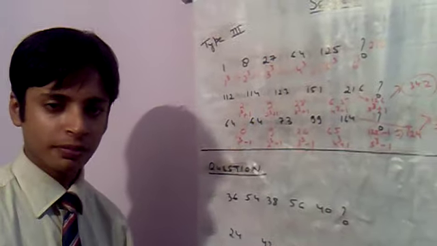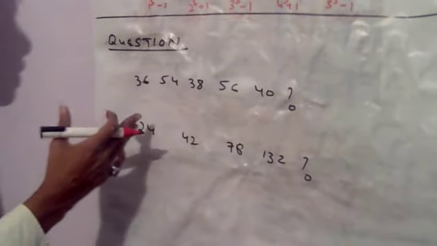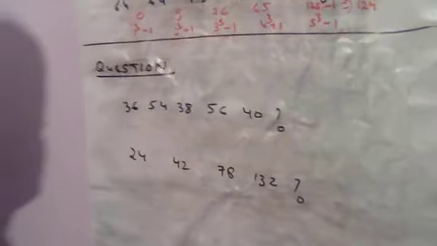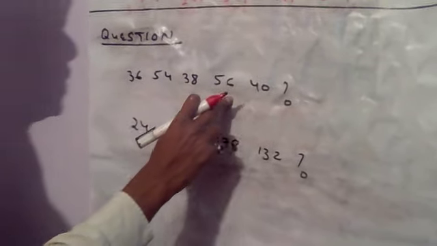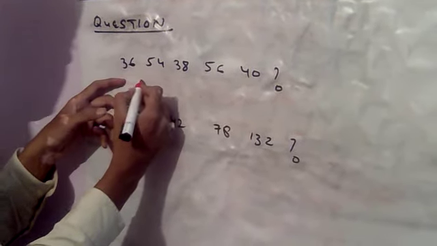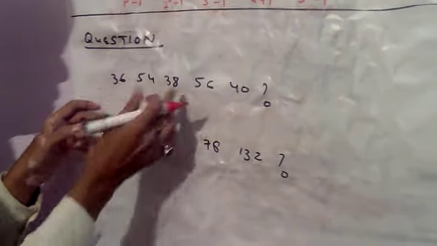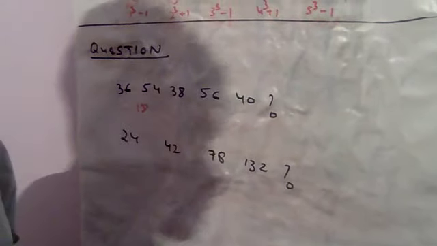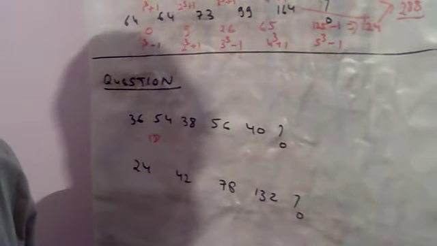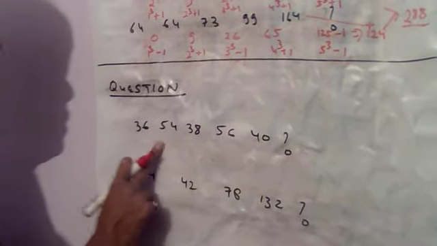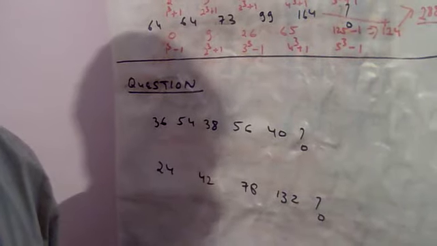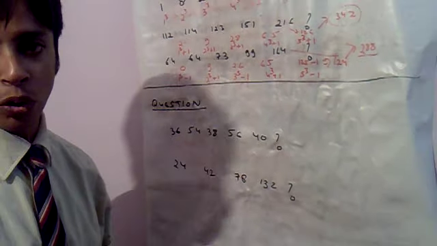We move on to the questions. Okay, this is a question that featured in a certain bank's PO examination. Let's check out what the series is. Over here the series says 36, 54, 38, 56, 40. So let's check out the difference first. The difference over here is 18, and then in the next phase the difference gets to minus. So we see over here that the difference methodology would basically not work.